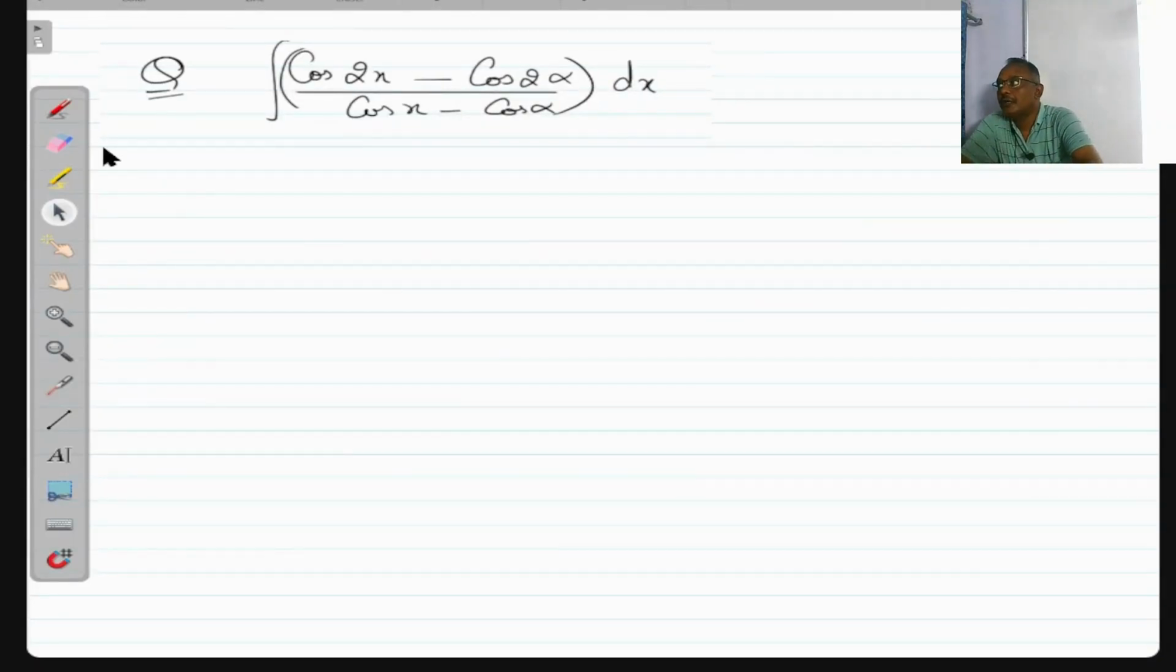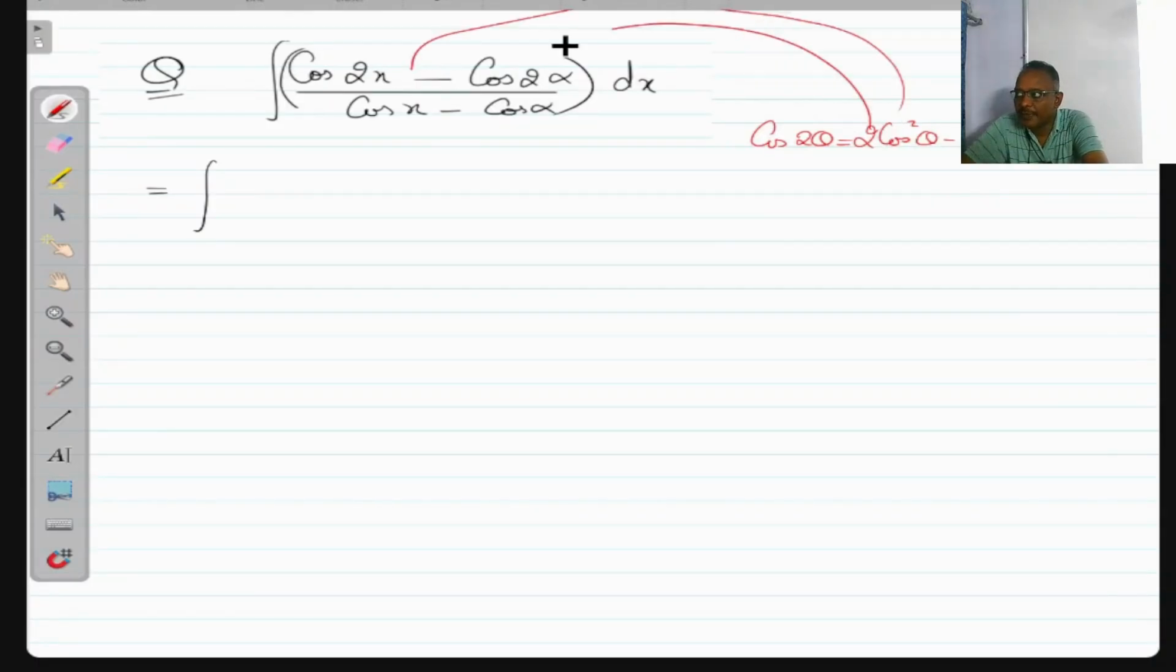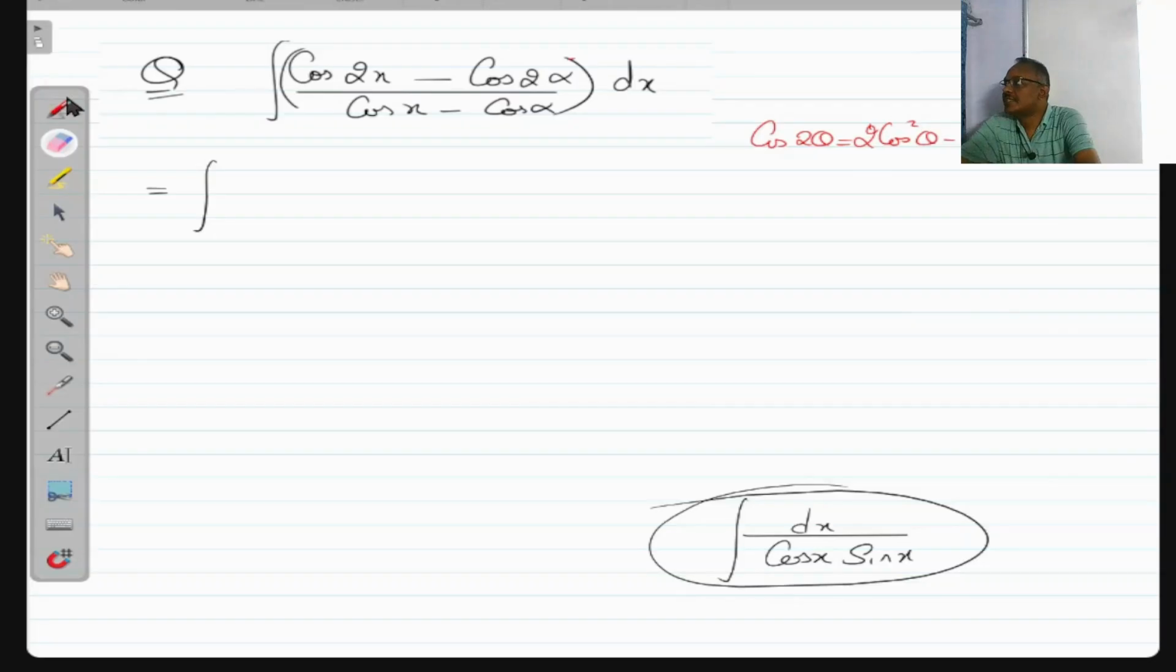Another question, it's simple, but it is a little special. Cos of 2 theta, apply this one, 2 cos square theta minus 1. Apply it here also, and here also, and see what happens. This cos 2x can be written as 2 cos square x minus 1. These are special questions.